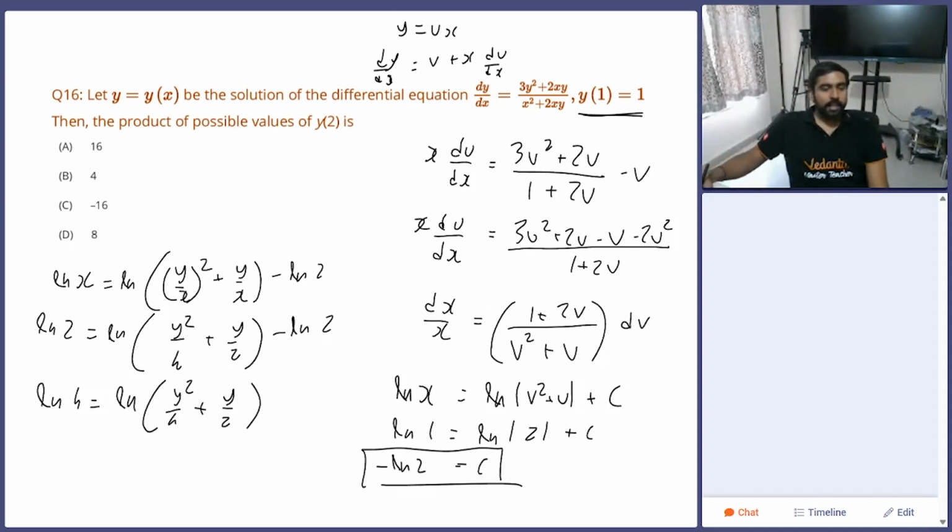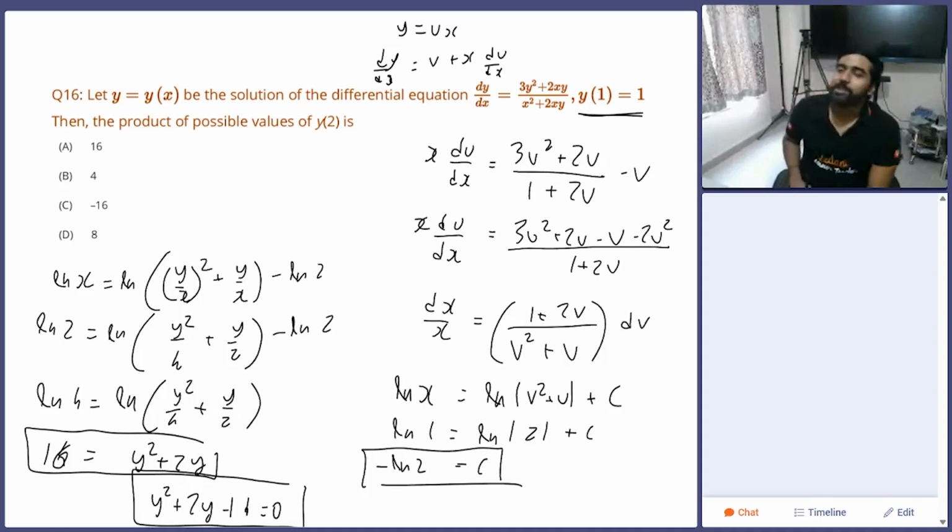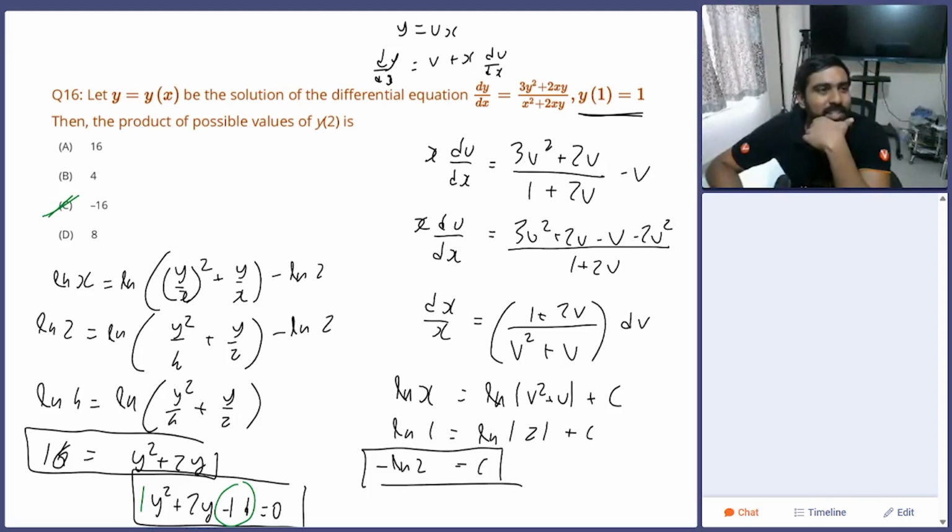So what format do we have? We have 4 equals to y square plus 2y divided by 4. So that is y square plus 2y equals to 16, which is y square plus 2y minus 16 equals to 0. So we have y square plus 2y minus 16 equals to 0 over here. Can I say at this point, what is my product of the roots going to be? It is c by a. Product of roots, c by a, will be c by 1, that is minus 16. Option C will be the answer for this question.